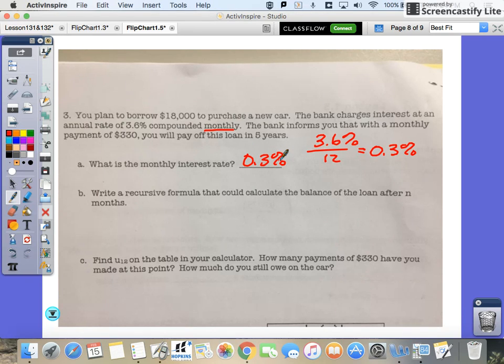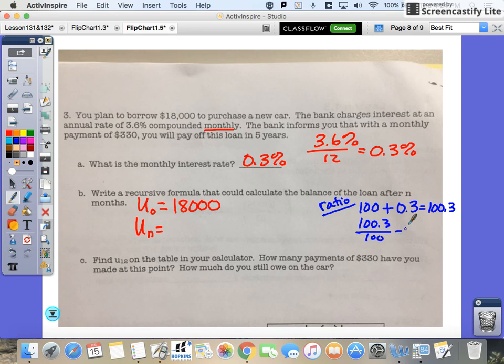Write a recursive formula that could calculate the balance of the loan after n months. So we'll go u sub 0 equals your start value. U sub n equals, then let's calculate r. So you get 100% each month that you have to pay back plus 0.3% equals 100.3%. Divide that by 100. That's your ratio. So 1.003 u sub n minus 1. And then what's your payment each month? Your payment is $330. So you're going to subtract $330 every month because you're decreasing your debt.